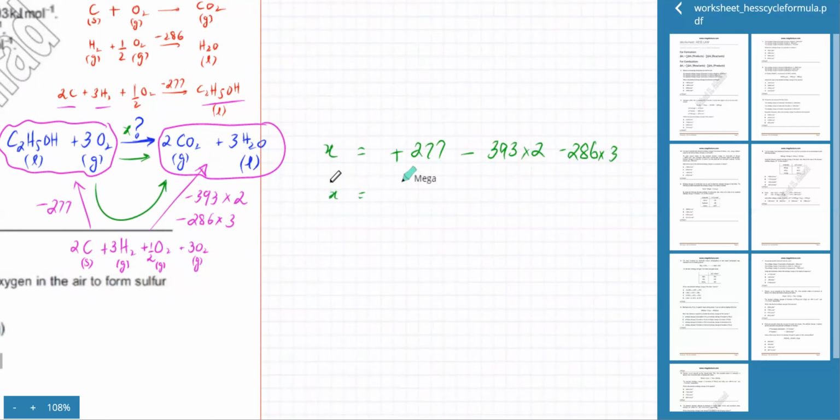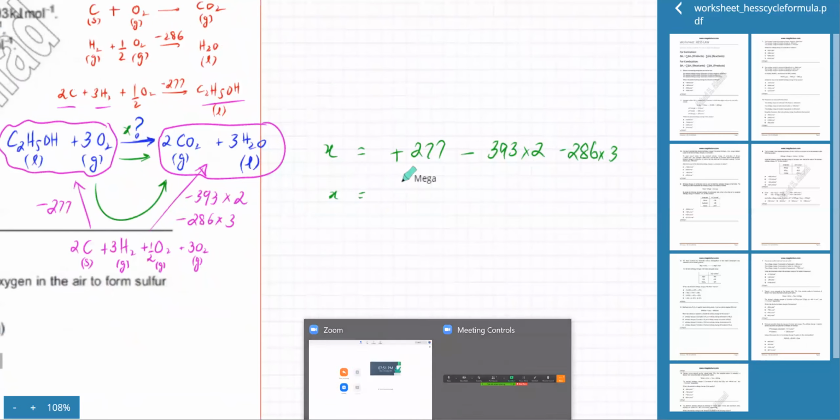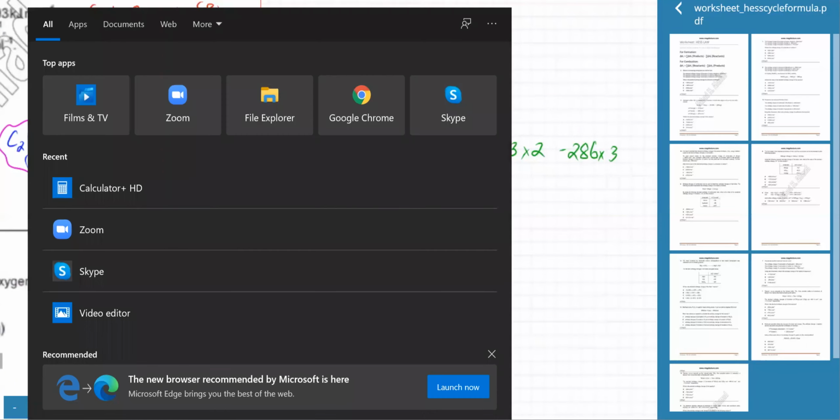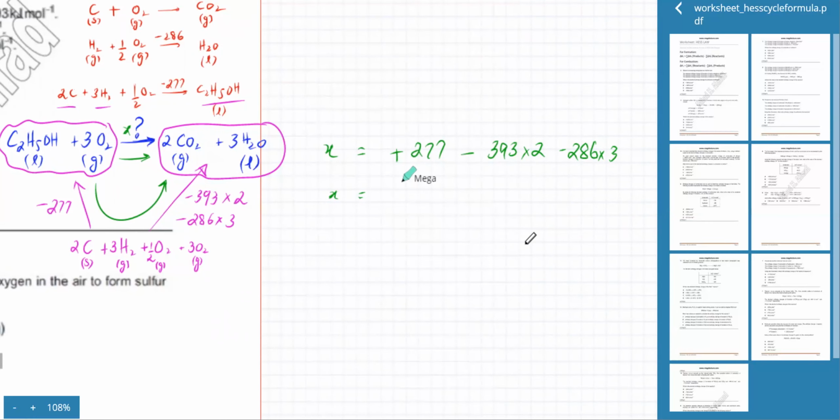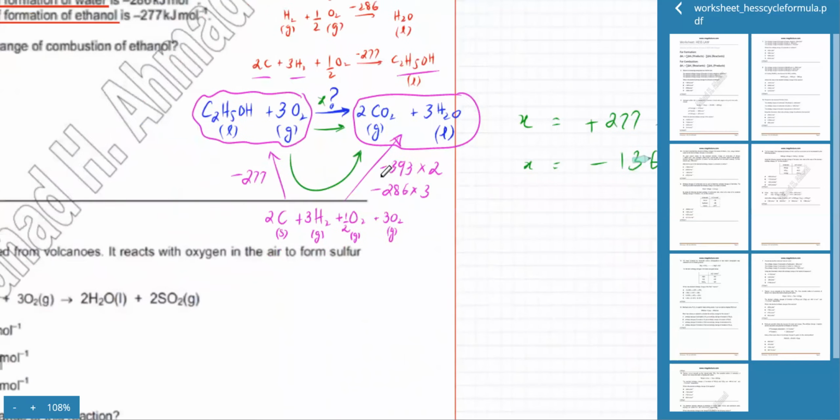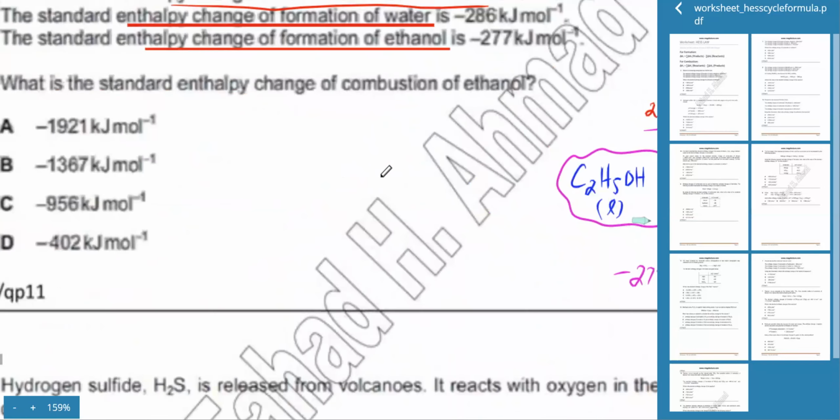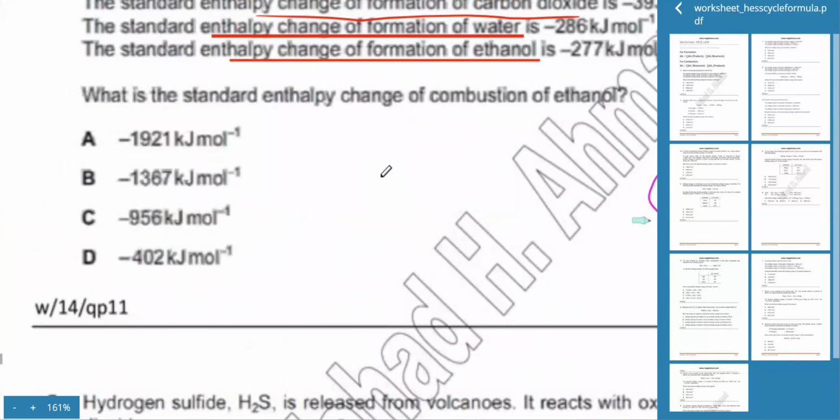Now x, if we use our calculators, I think it's coming out to be minus 1367 kilojoules per mole, and that's your answer. That's given over here as P.